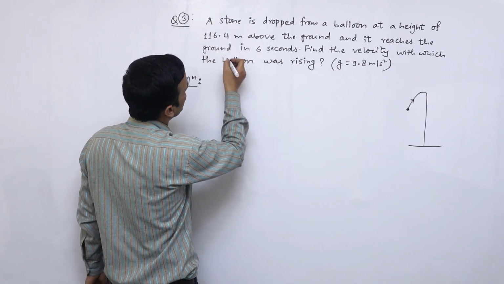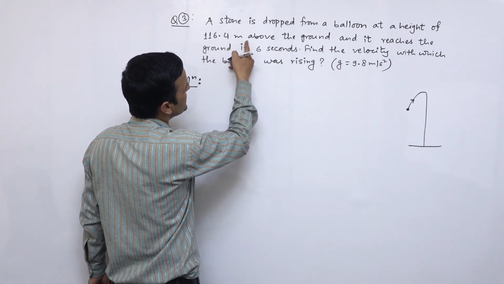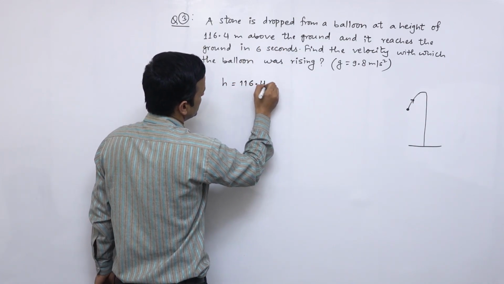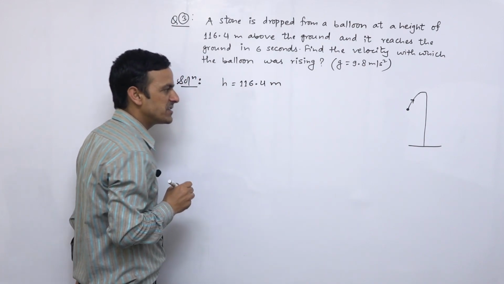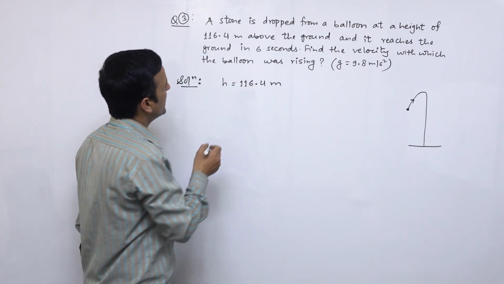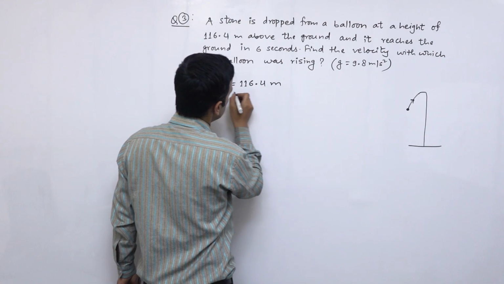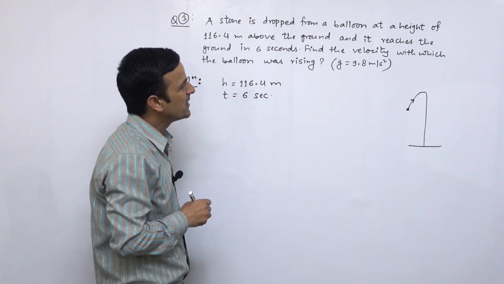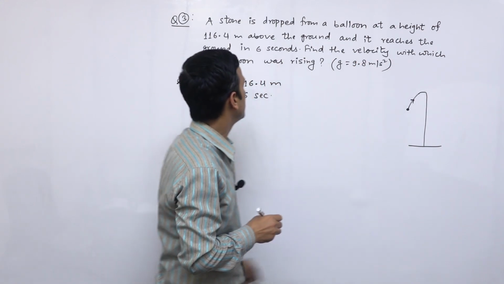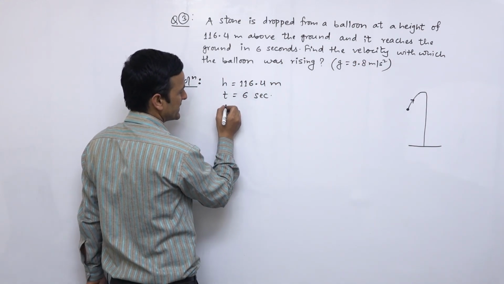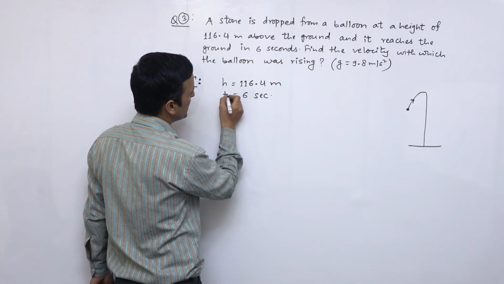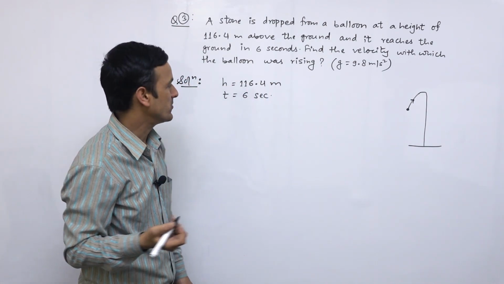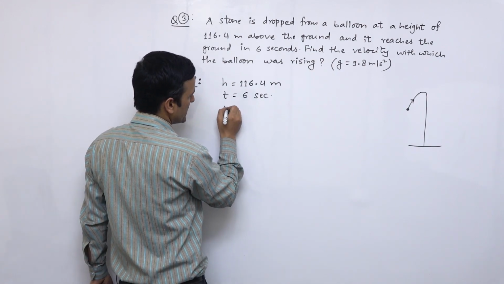Like this, 116.4 meter above the ground means it is h, this is s, the height from the ground, and it reaches the ground in t, 6 seconds, means t is 6 seconds. Find the velocity with which the balloon was rising. So this is the velocity of stone or velocity of balloon. So we have to write down this u.